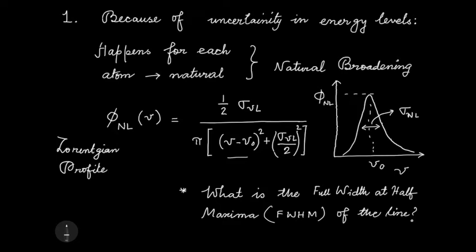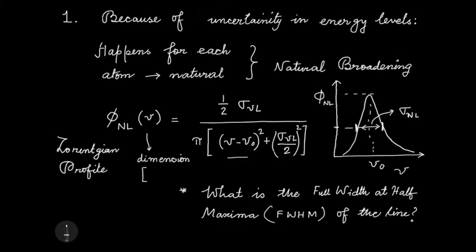So what is the full width at half maximum? This is the maximum of the line. You calculate the value of phi NL there, divide by 2, and you get the half maximum. The width of the line there is the full width at half maximum. That will be related to sigma NL, you will see. So this is what you get because of natural broadening.